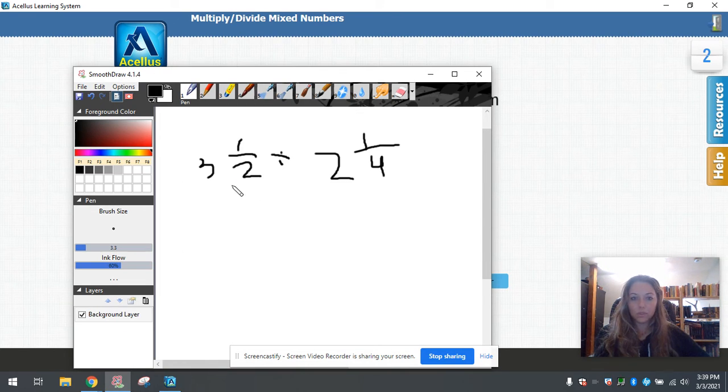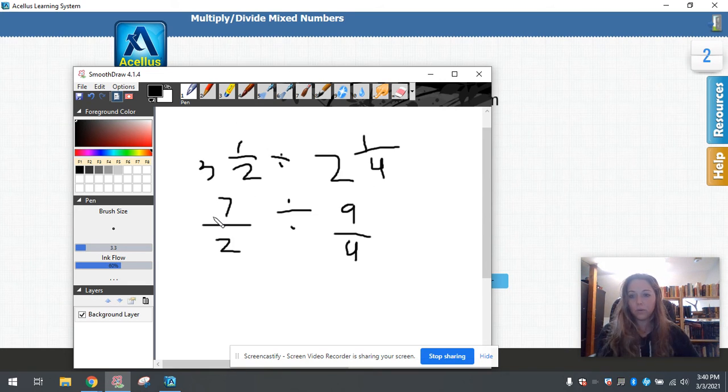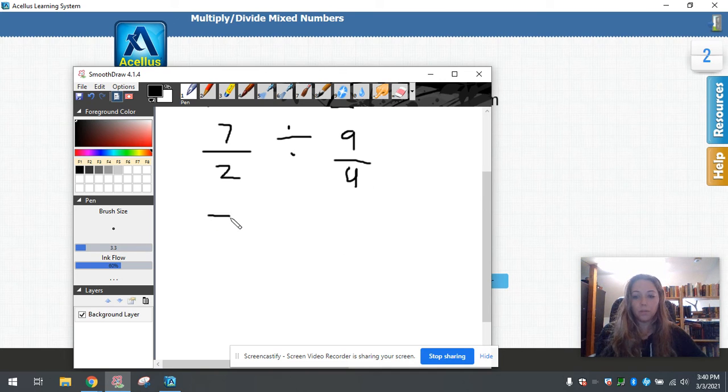Okay. Turn them into improper fractions. 2 times 3 is 6, plus 1 is 7, over 2, divided by 4 times 2 is 8, plus 1 is 9, 9 over 4. I don't want to divide fractions. I turn it into a multiplication problem. Copy, dot, flip.